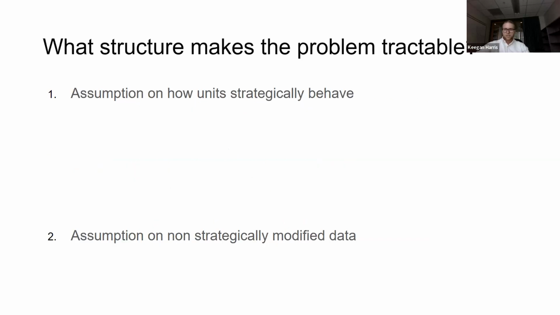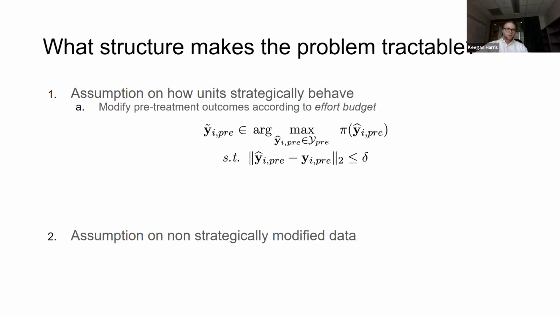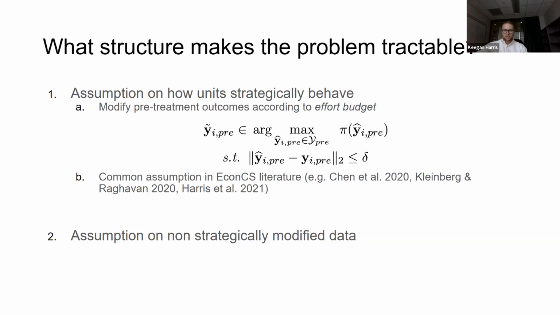Okay, so what structural assumptions make the problem tractable? In particular, we'll make two structural assumptions. One is on how units strategically behave, and another is an assumption on the non-strategically modified data. So we assume that units modify their pre-treatment outcomes according to an effort budget. So basically what that says is that their modified pre-treatment outcomes need to be within some bounded norm of size delta from their initial pre-treatment outcomes. And they're doing this in order to maximize their chances of getting a positive intervention. So we assume they prefer treatment to control, discount to no discount. And this is a common assumption within the Econ CS literature on learning under incentives.